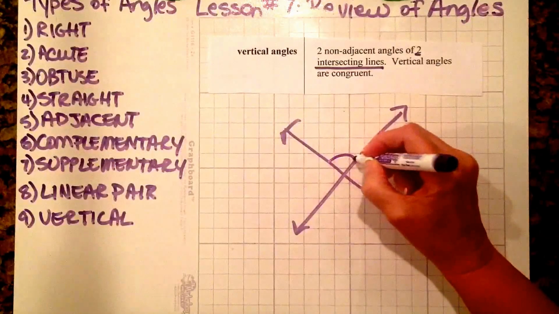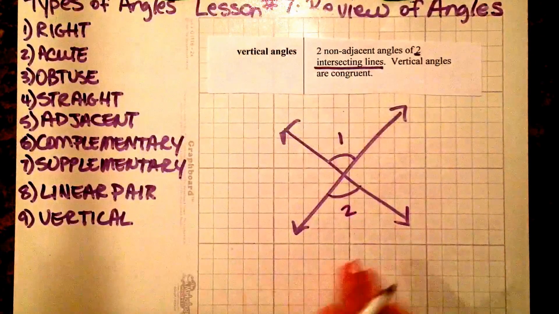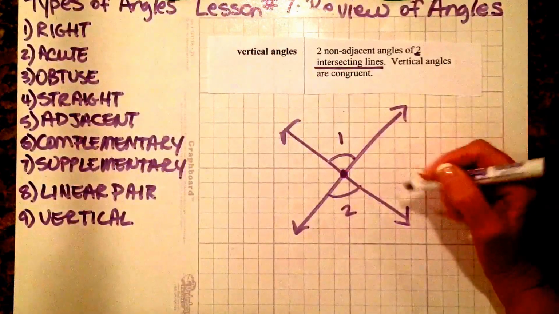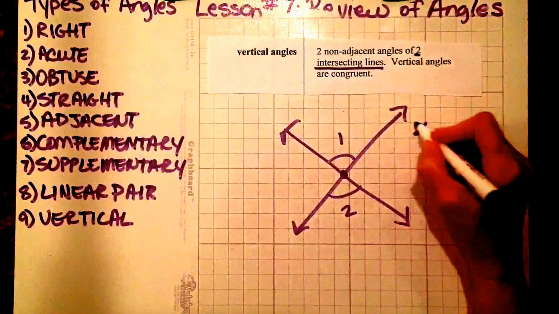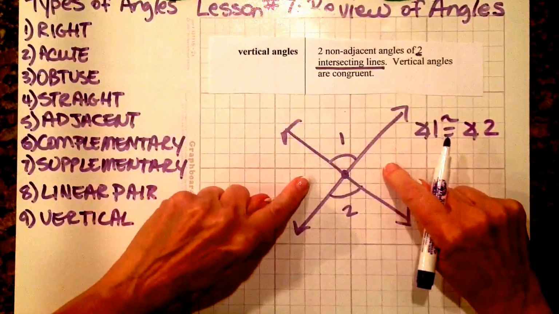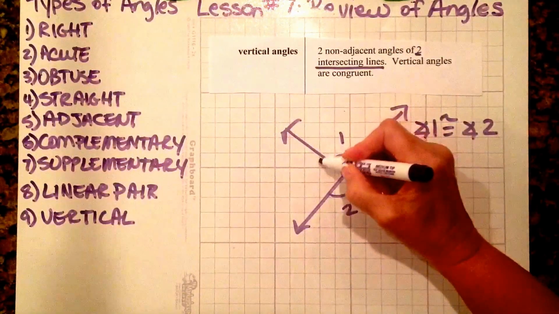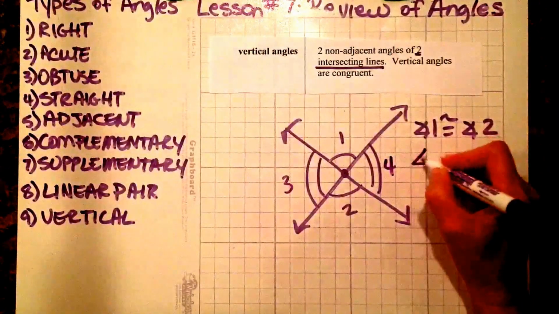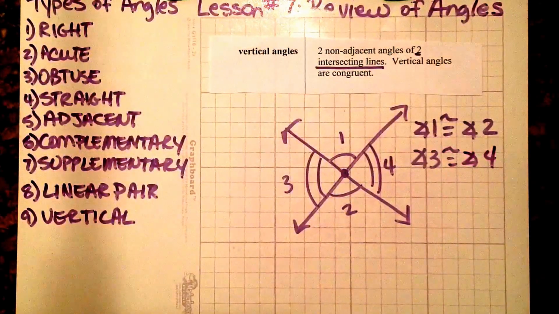So it would be this angle, I'm going to call that angle 1, and this angle, I'm going to call that angle 2. Notice the only thing they share is this end point right here. They're not adjacent. They don't share a side. And they're congruent. So I can say that angle 1 is congruent to angle 2. Now, on the other side, I have another pair, don't I, over here. Now, I'm going to label that with 2 arc marks. And that's angle, let's say 3 and 4. So now, angle 3 is congruent to angle 4. They're the same measure.